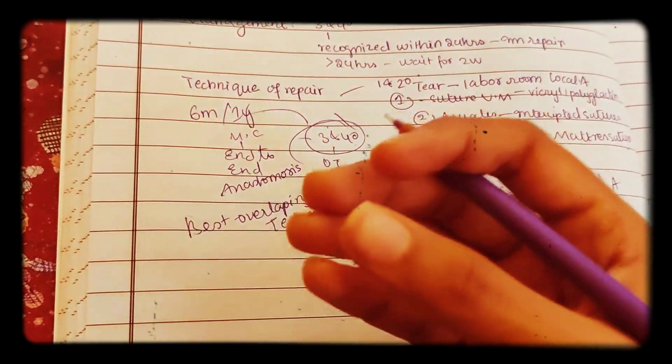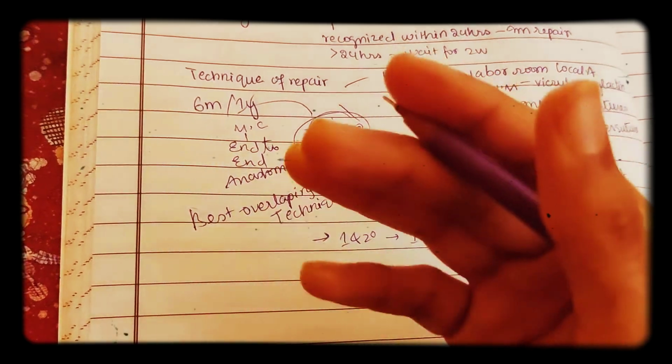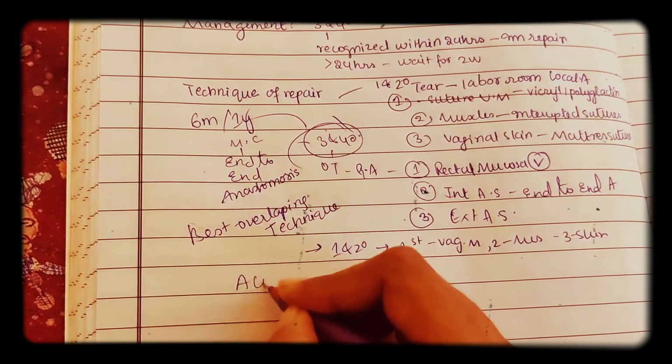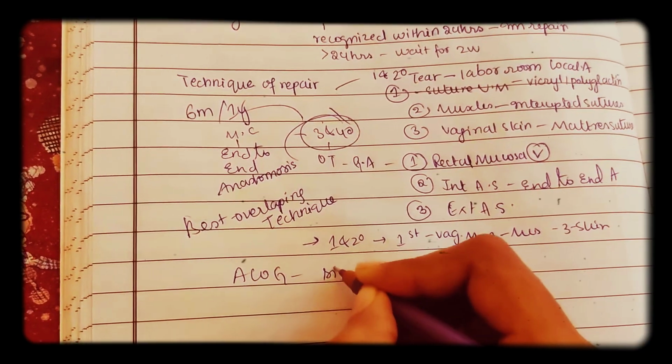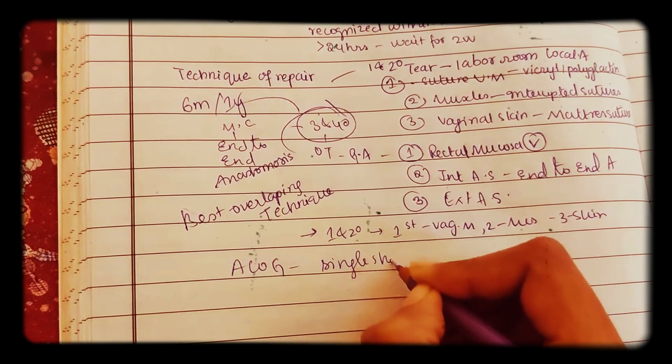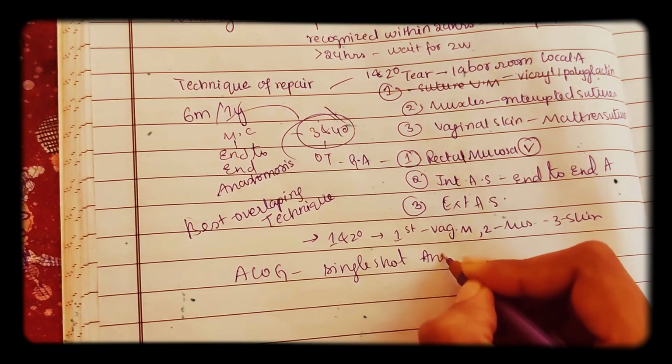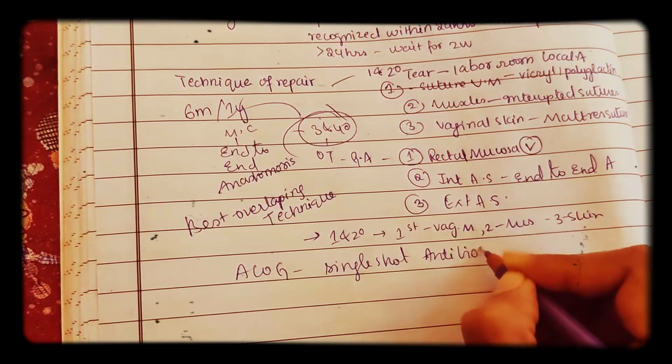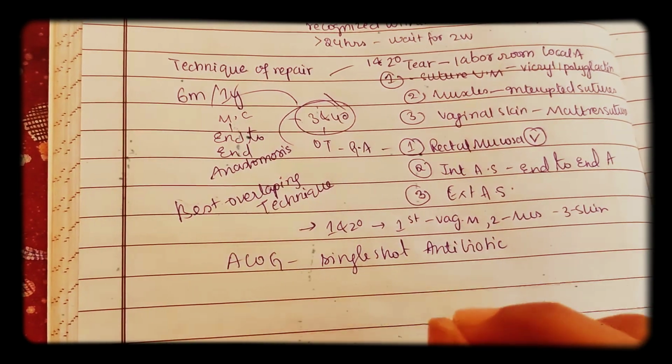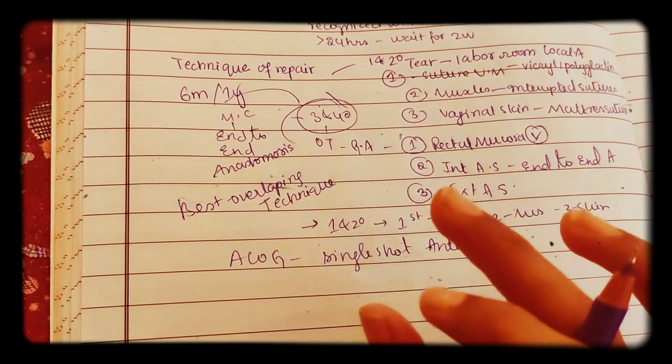And ACOG recommends a single shot of antibiotic at the time of repair. So this is important. ACOG recommends a single shot of antibiotic, because while doing this suturing some kind of infection may pass. So to prevent that, it's better to give a single shot of antibiotic at the time of repair.